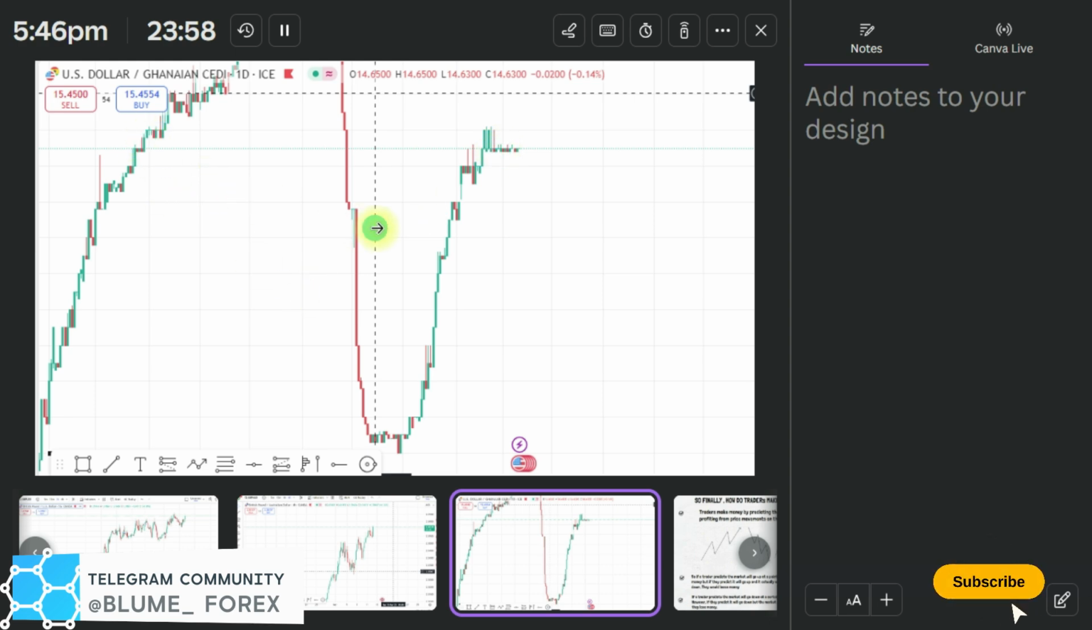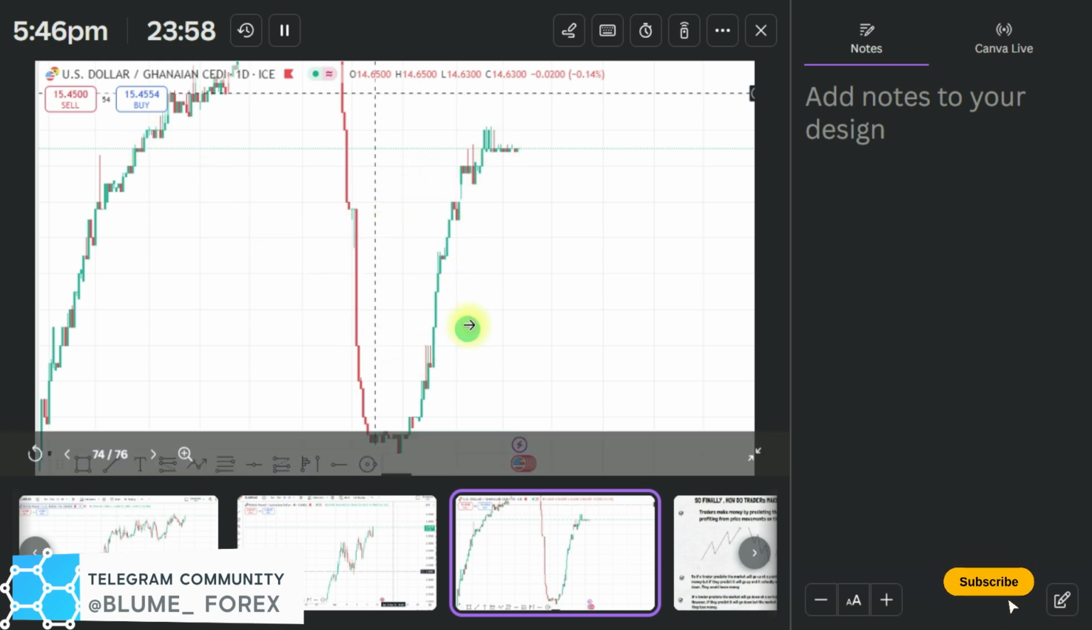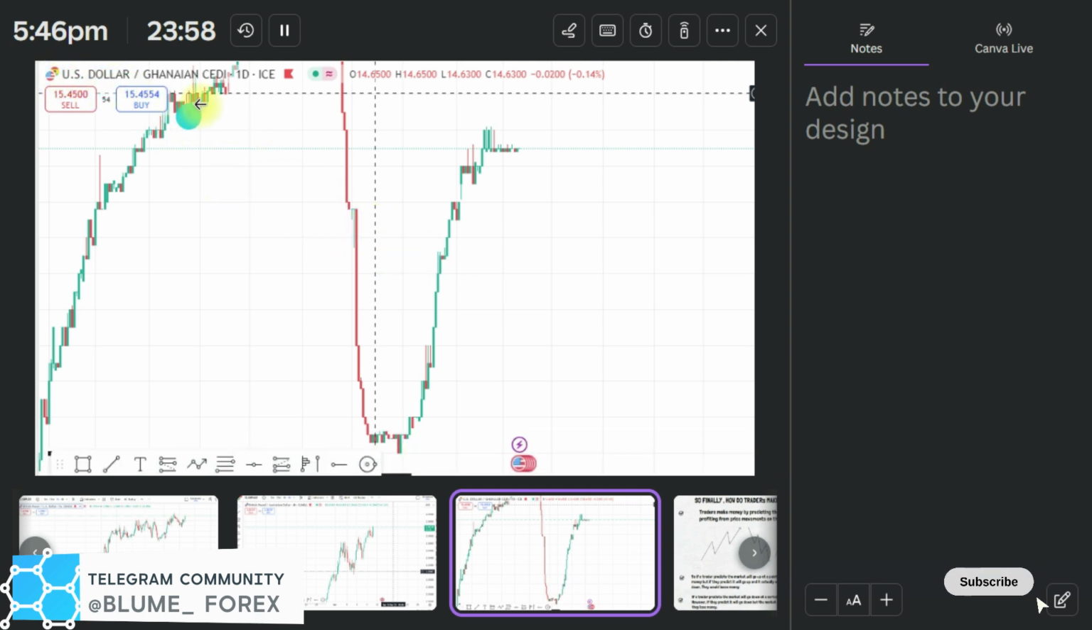And then we said that when you open a chart, the currency price that is being displayed represents how the first currency is performing against the second one. So in this case, the dollar is just trashing the cedi.